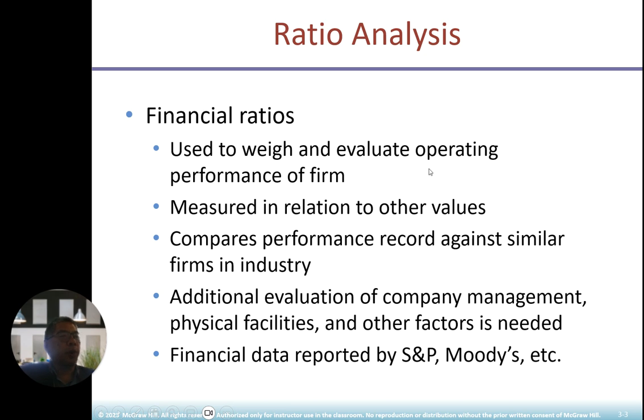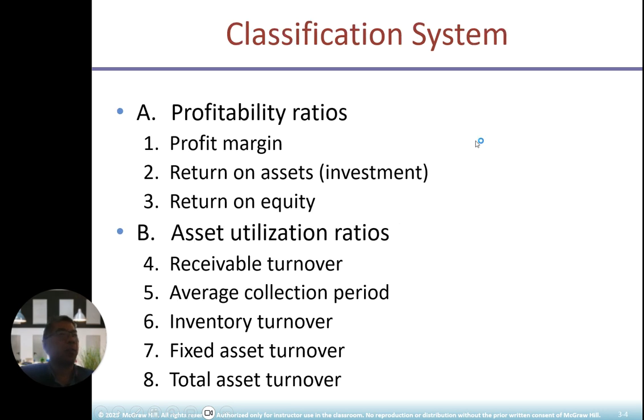Financial ratios are used to weigh and evaluate the operating performance of the firm, measure the firm's relation with other values, compare performance records against similar firms in the industry, and evaluate the company's management. Financial data reported by the S&P 500 is the standard of comparison.